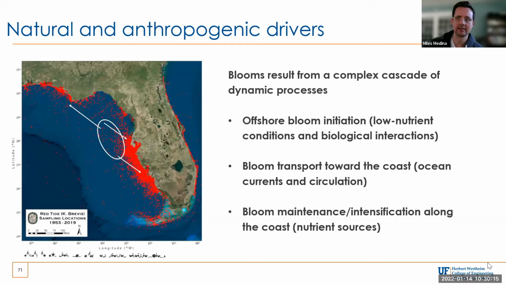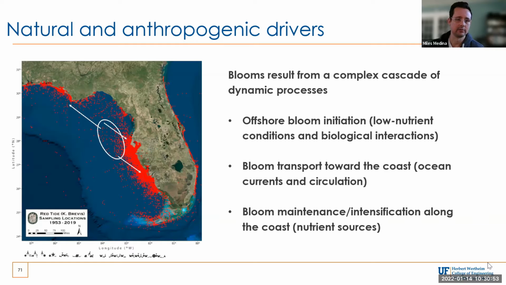Okay, so as Kate indicated, there are both natural and potentially anthropogenic drivers here. It's well known that the blooms occur naturally. And research has shown that blooms start offshore due to natural processes. Ocean currents and circulation patterns can set up a sort of conveyor belt that moves the bloom to the coast. And then once the bloom is on the coast, it can be maintained and intensified by local nutrient sources, which might include nutrients that ultimately come from our cities and farms. And this is the last part that my research focuses on.